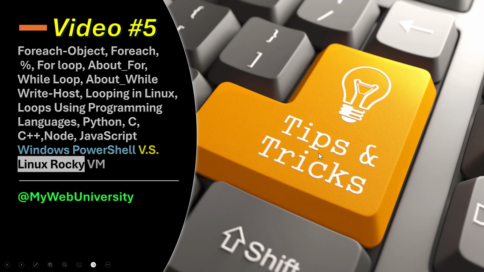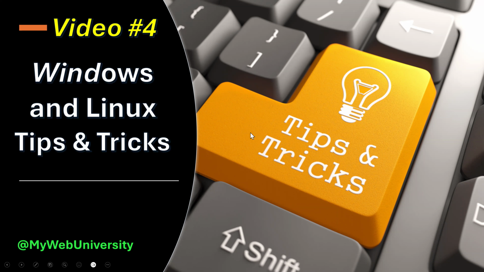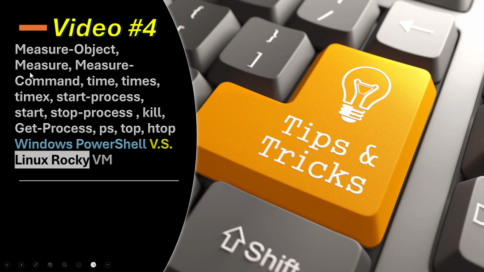In order to do that, as you can see on the previous video, I have already covered video number 4, and these are the topics that we discussed: Measure-Object, Measure-Command, times, timex, start process, stop process, kill, pkill on Linux, and the kill command on Linux, Get-Process, the ps command in PowerShell, which is an alias to Get-Process, and the ps command, which is actually a command in Linux, top and htop, which are also commands in Linux.